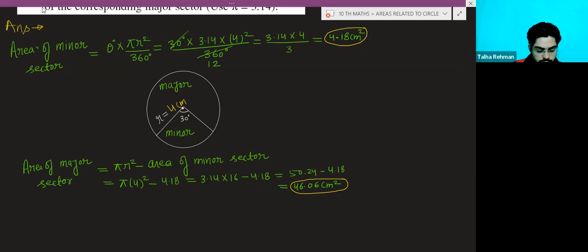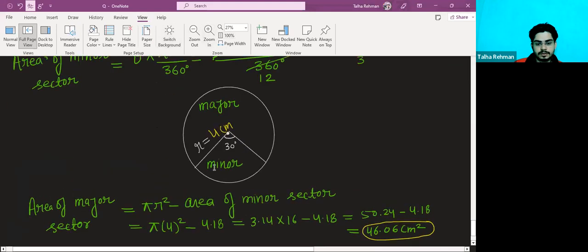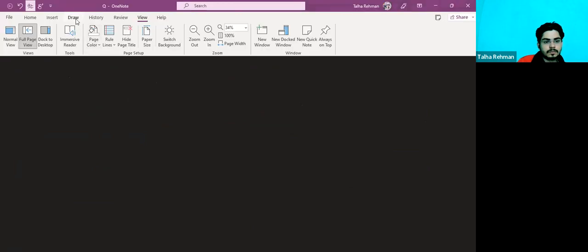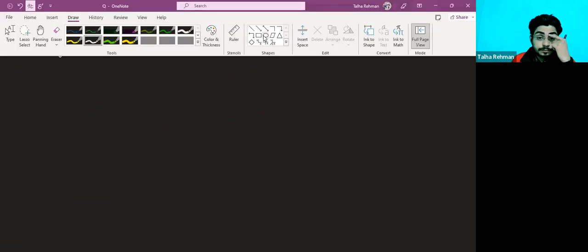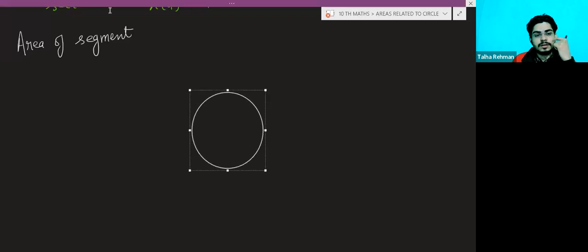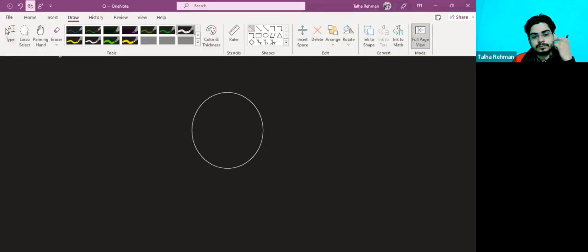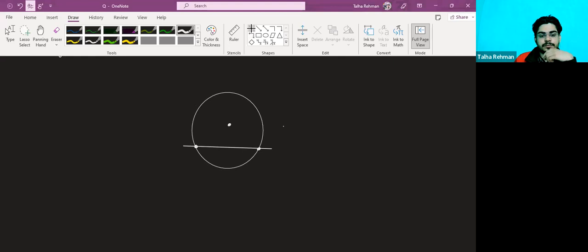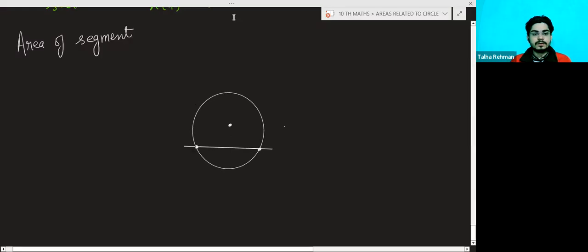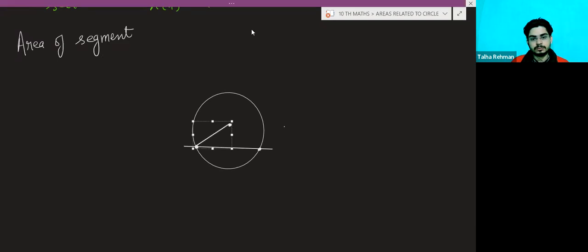So now we will see area of segment. Area of segment. So area of segment, this is a circle, and I'm drawing a chord. Suppose this is a chord, and this chord intersecting the circle at these points, and this is the center. Okay, this is the center. So now I am joining these points to the center, and these points to the center.